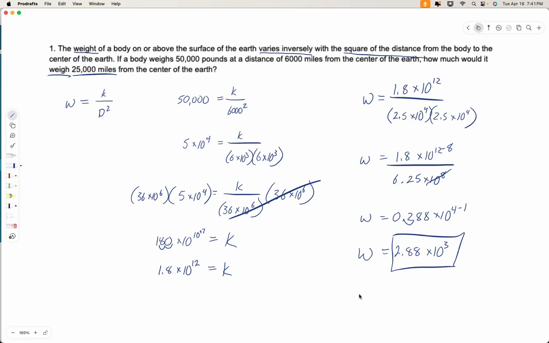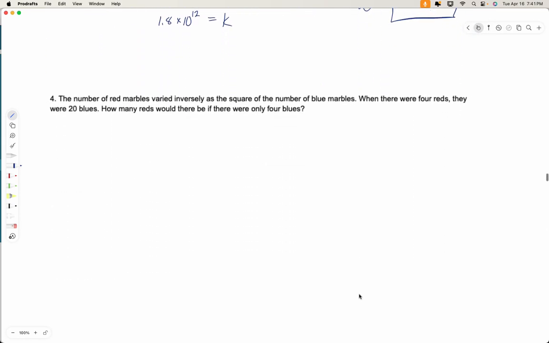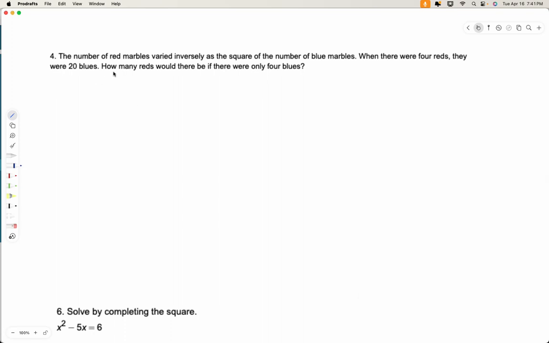Okay. Next one. The number of red marbles varied inversely. So red varied inversely. Inversely is division. As the square of blue marbles, so blue squared. That's our formula. When there were 4 reds, there were 20 blues. How many reds would there be if there were only 4 blues? So reds is our question for the next one.